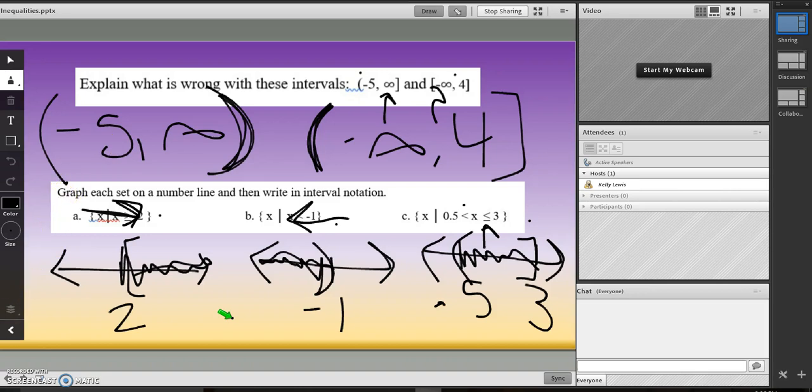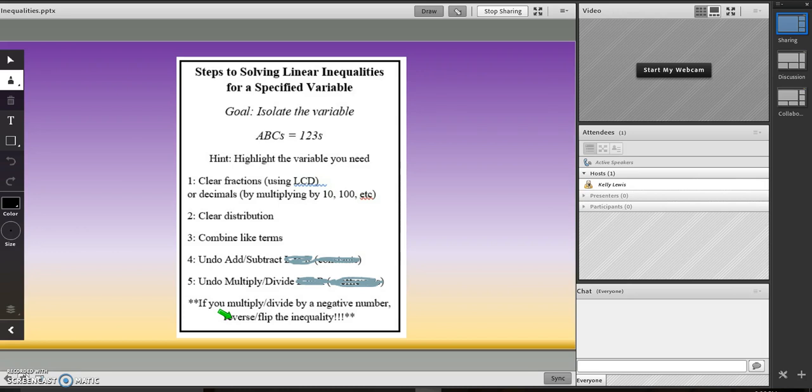All right, so now that we've done notation, let's go over how to actually solve the inequalities. And we're going to do it the same way that we did the equations. We're going to clear fractions or decimals, clear distribution, combine like terms, add, subtract, divide. And then the kicker is if we multiply or divide by a negative number, we're going to flip or reverse the inequality sign. All right, so let's do a few so we can put this into practice.